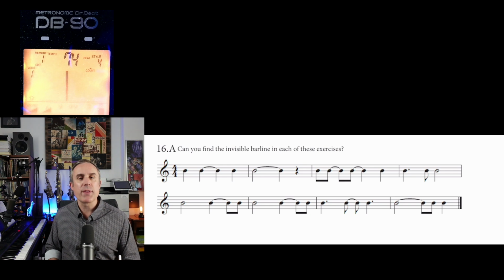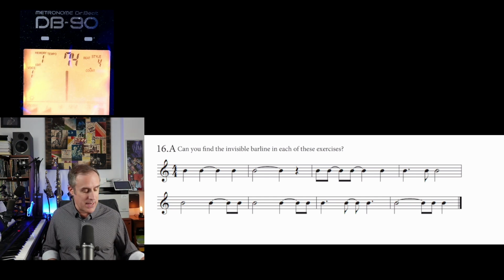We're going to start off with a nice easy exercise here, exercise 16A. Now it says in the directions, can you find the invisible bar line in each of these exercises? It's referring to all the exercises in week 16 and in week 17, and there are a bunch of them. Now we've already been doing this in the past videos here, so we should be able to find the invisible bar lines in these exercises pretty easily.